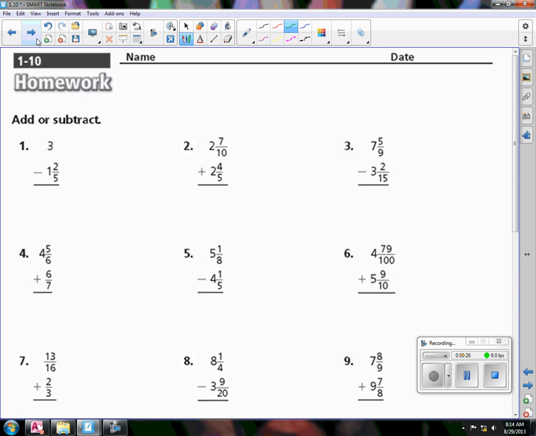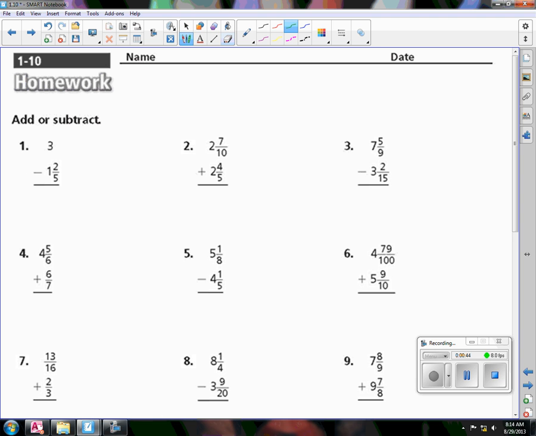Okay, so here are just some practice problems that we're going to work through. We're going to add or subtract. Watch your signs. I know that gets me sometimes, forgetting which symbol it says. So for example, this one here says subtraction, so I'm making sure that I'm actually subtracting when it says subtract rather than adding by accident.